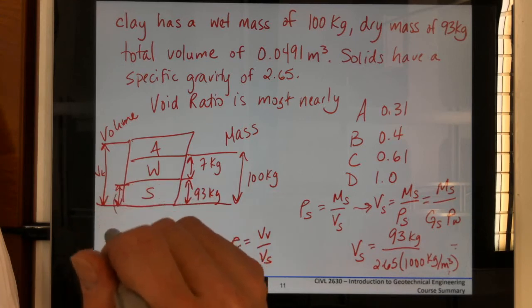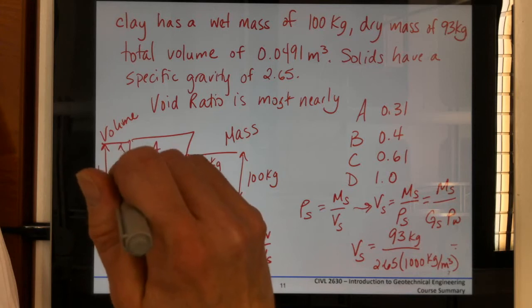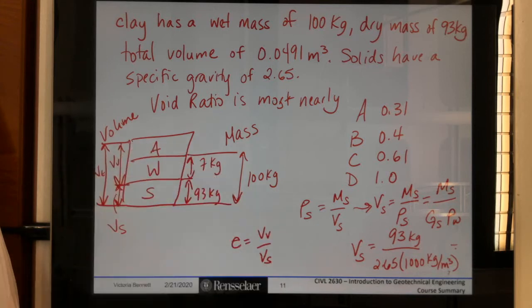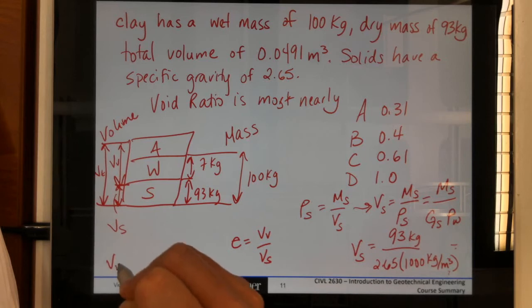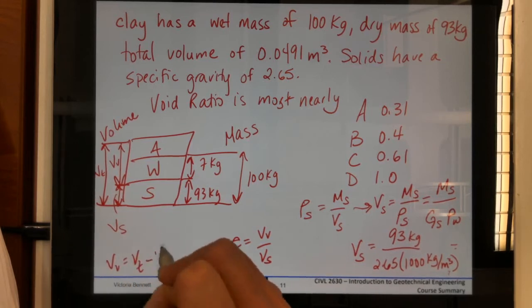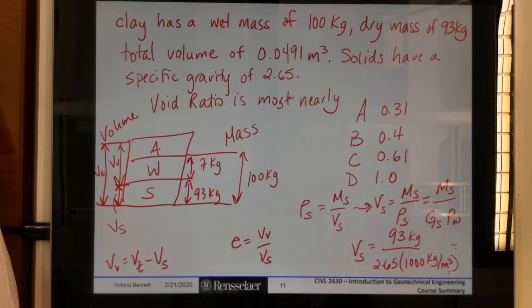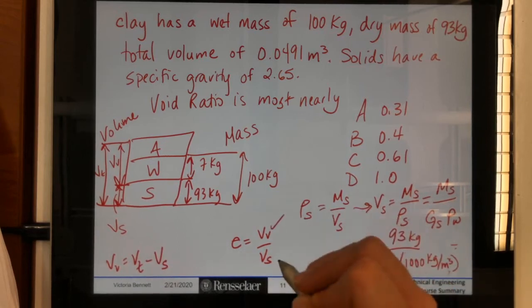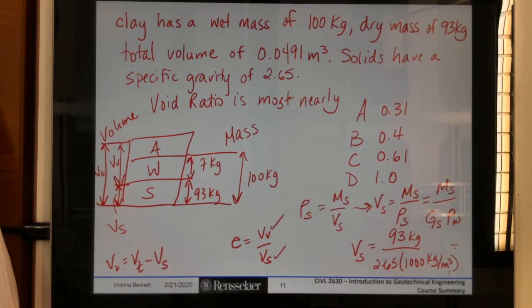The volume of voids is just the space that is total minus the volume of solids. So once we have the volume of solids number, we can find the volume of voids by our total volume minus the volume of solids, and then we have volume of voids and volume of solids, so we can find void ratio. And I got 0.4 in that case.